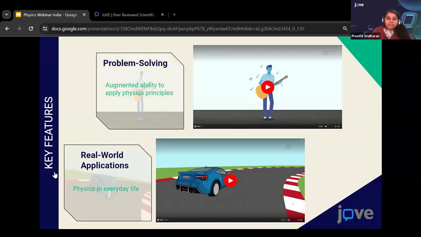Next, I would like to emphasize the uniqueness of this entire collection. We have curated videos for problem solving and real world applications in physics, which is one of the important nuances that students should learn when it comes to physics. It is very important that they learn problem solving and also some of the real world, real time applications that they can relate to in their day-to-day life.